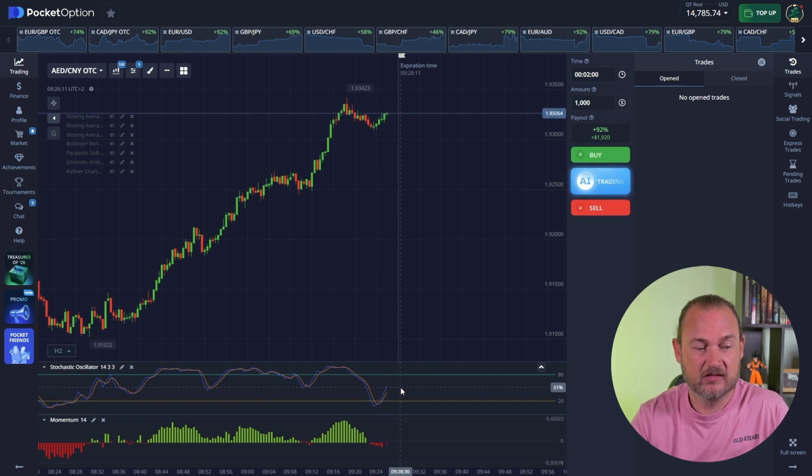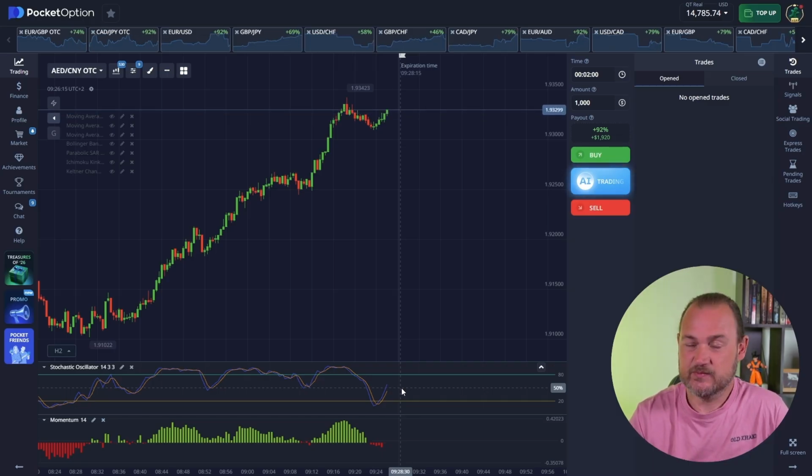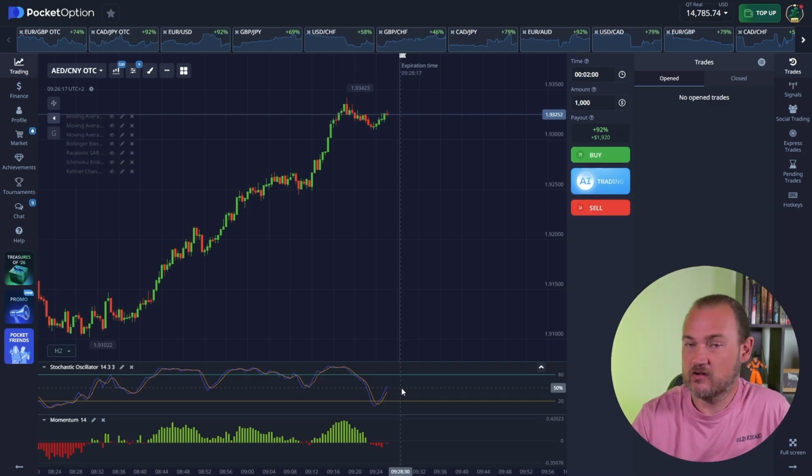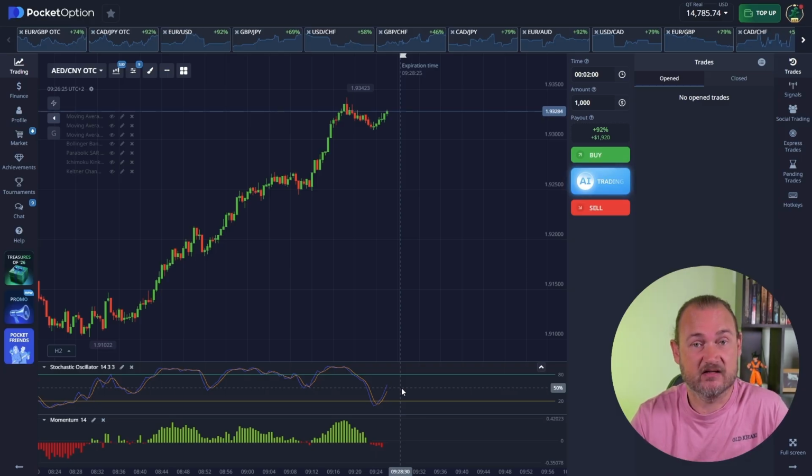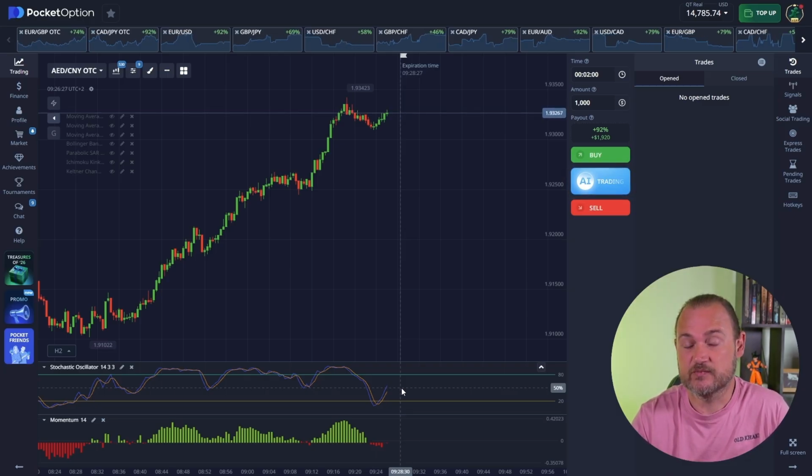Keep in mind that the stochastic indicator is a momentum indicator, same as the RSI. While the stochastic is below the 50 line, it shows us that price has bearish momentum, and while the stochastic is above the 50 area, it shows us that price has bullish momentum. This is crucial to understand.